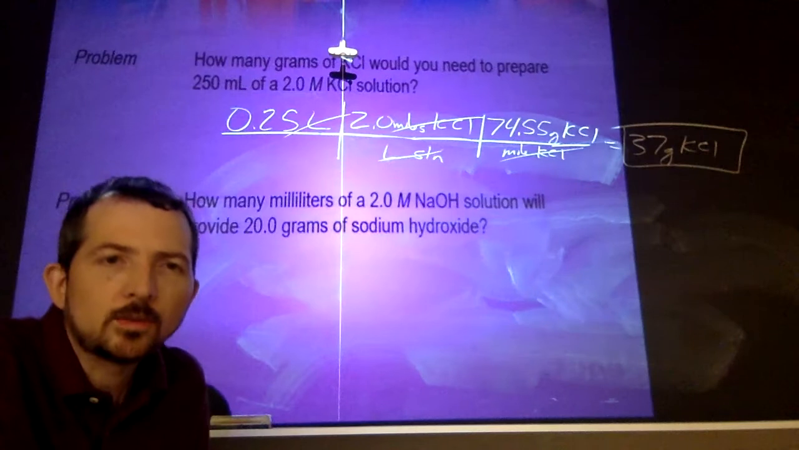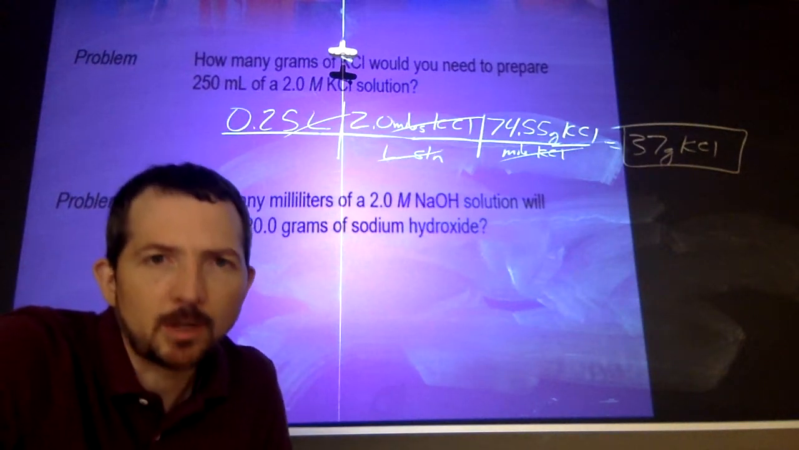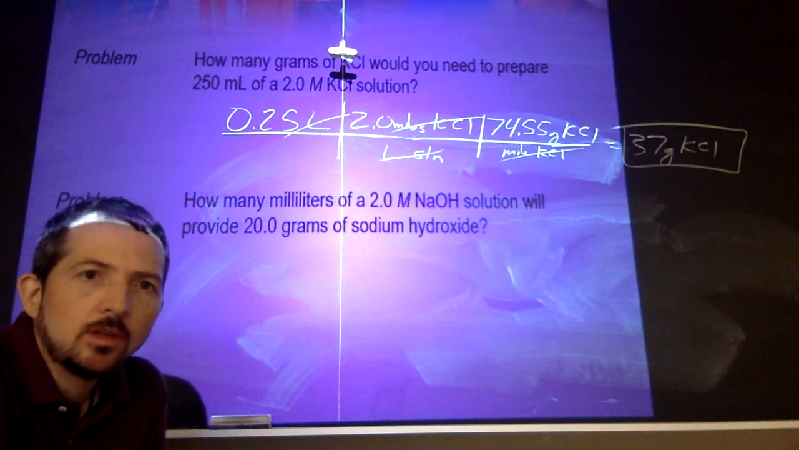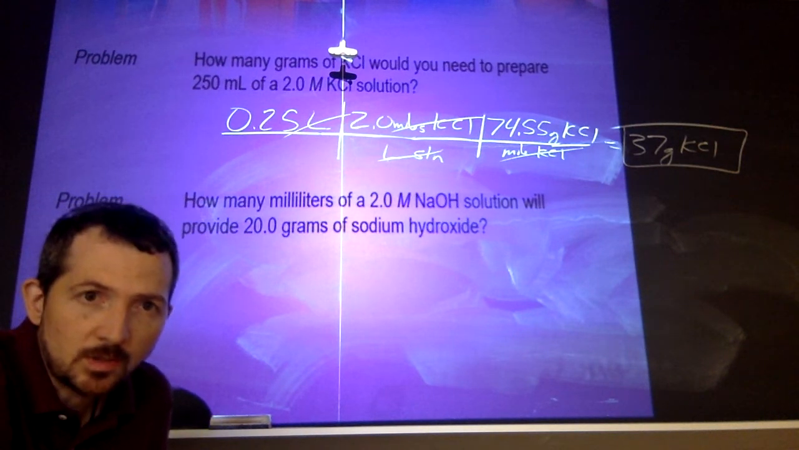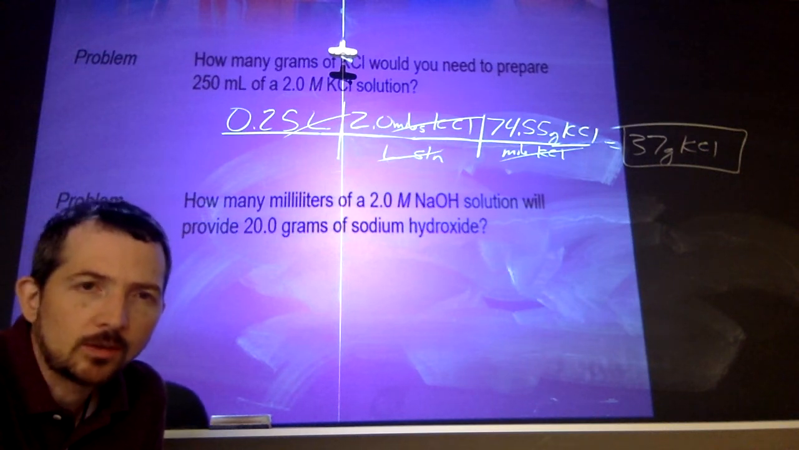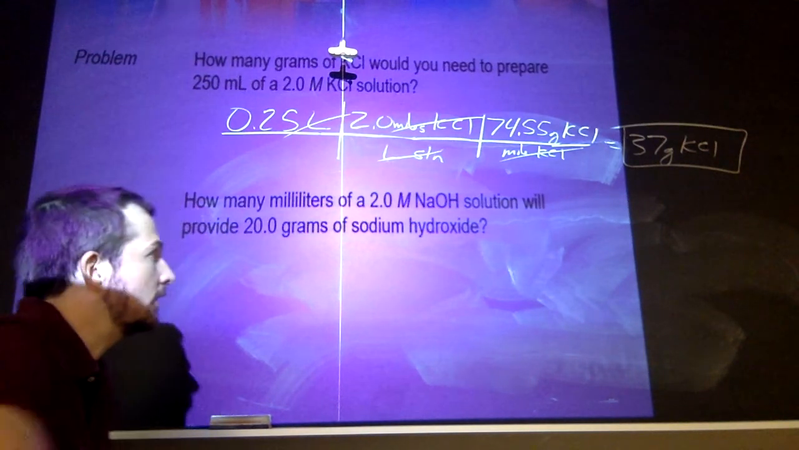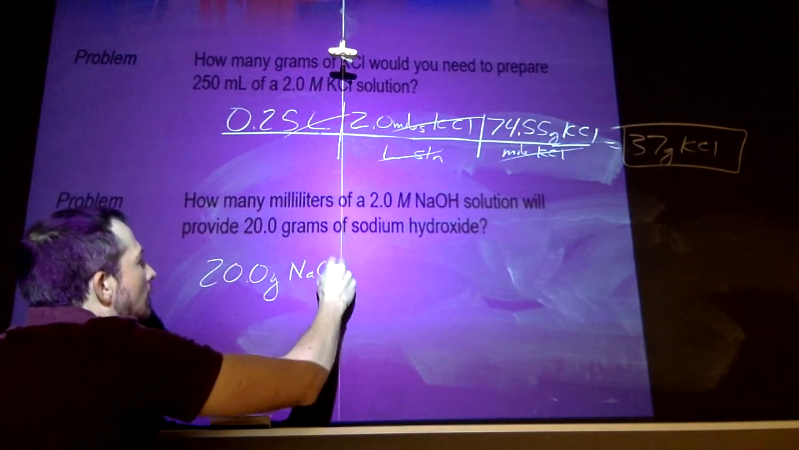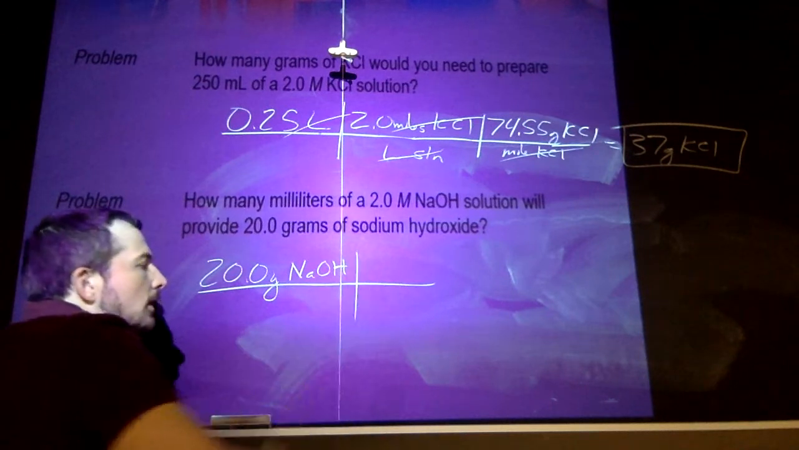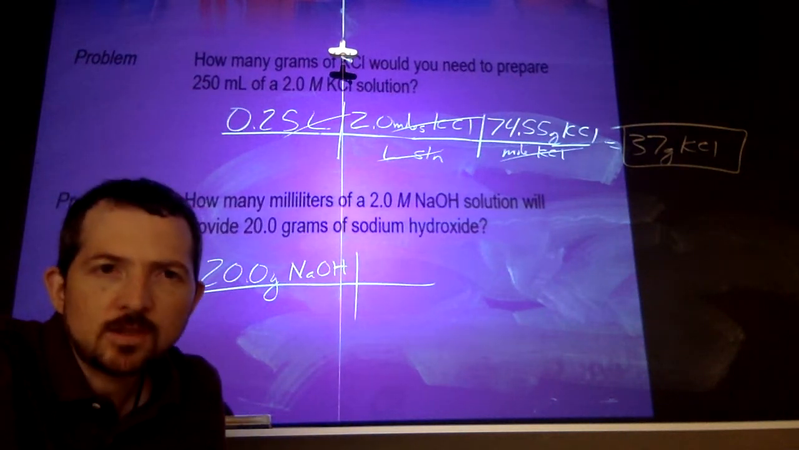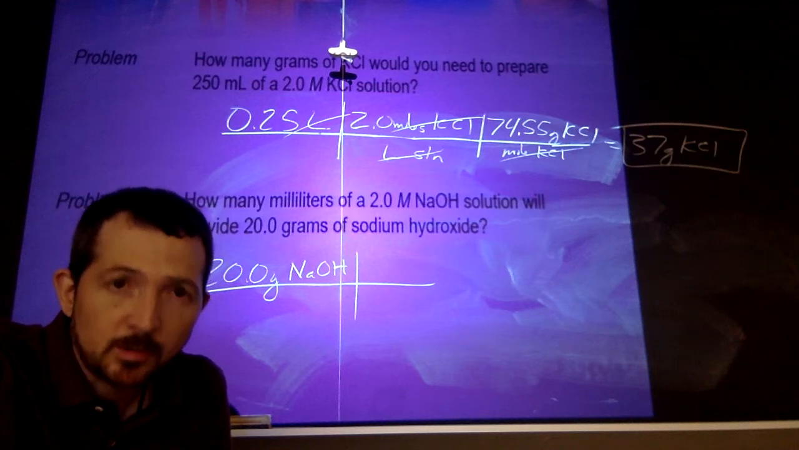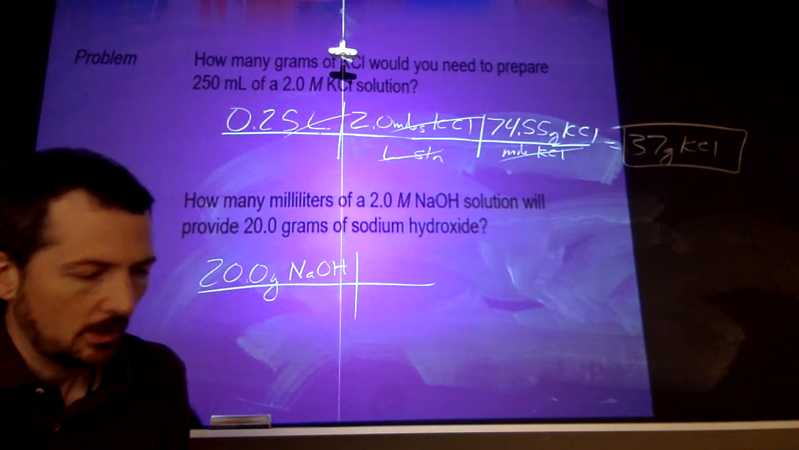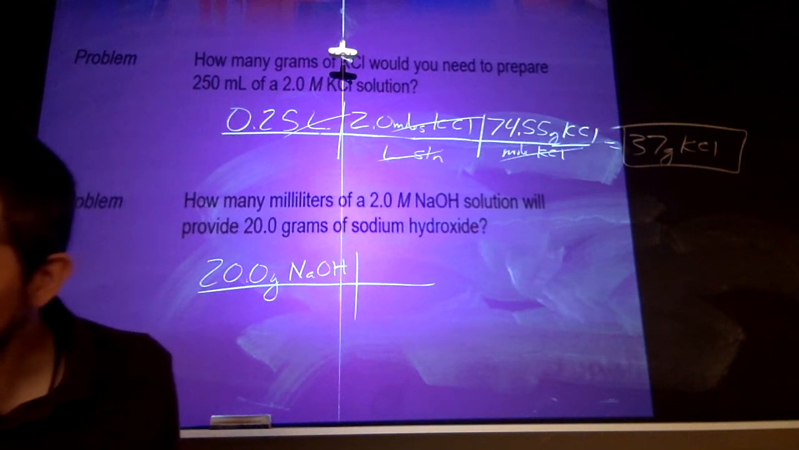Next one says how many milliliters of a 2 molar sodium hydroxide solution will provide 20 grams of sodium hydroxide. So again, I'm going to start with the measurement I have. The molarity is going to be a conversion factor, so 20 grams of sodium hydroxide is where I start. To be able to use molarity as a conversion factor, I need number of moles because it's moles per liter. So sodium hydroxide is around 40. Let's go ahead and calculate it out.